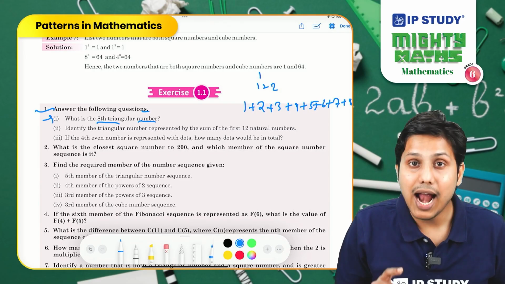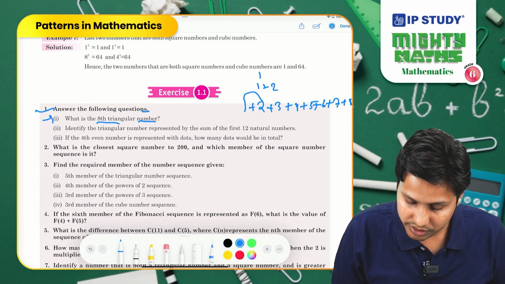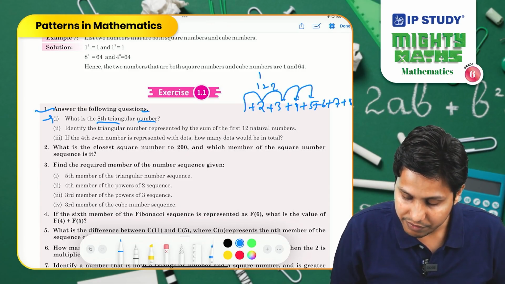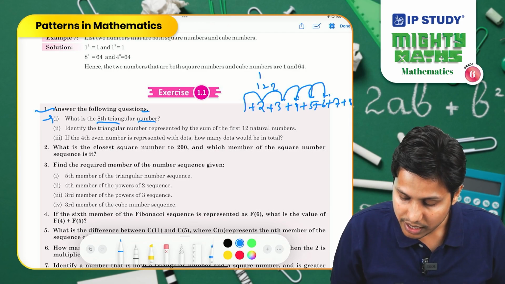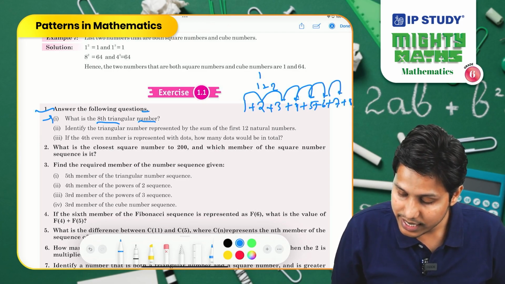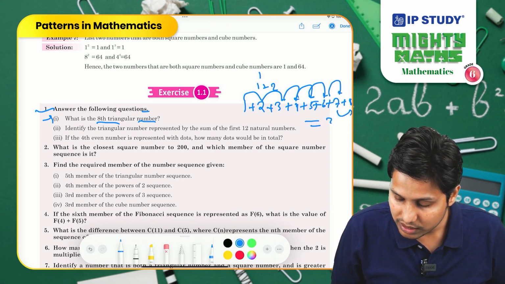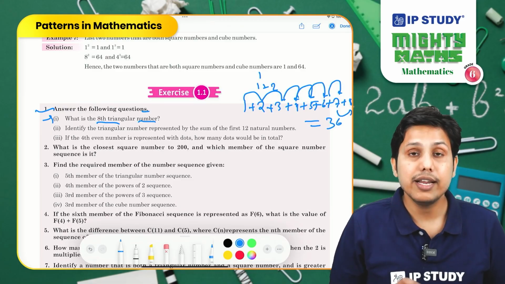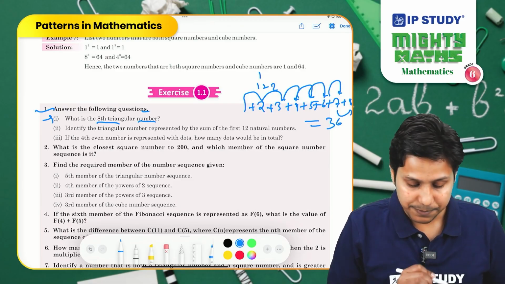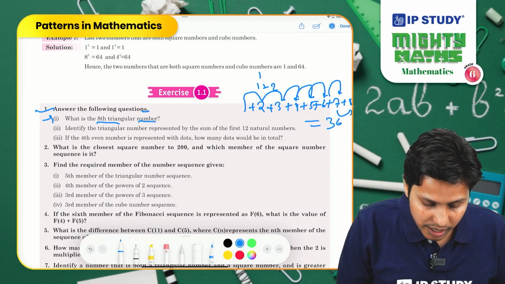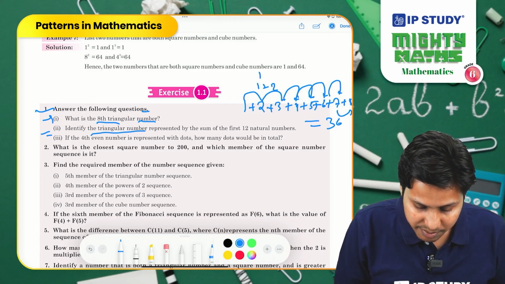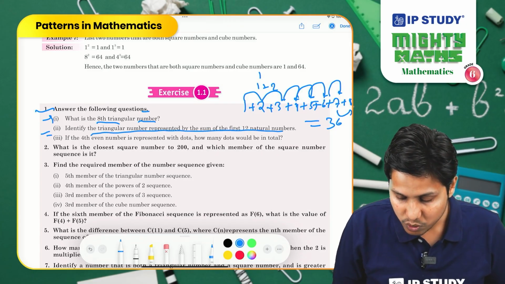Now if we add all these numbers, like 1 plus 2 is 3, 3 plus 3 is 6, 6 plus 4 is 10, 10 plus 5 is 15, then 21, and 21 plus 7 is 28, and then 8, which will give us 36. So the 8th triangular number is 36. Now student, the second part is, identify the triangular number represented by the sum of the first 12 natural numbers.